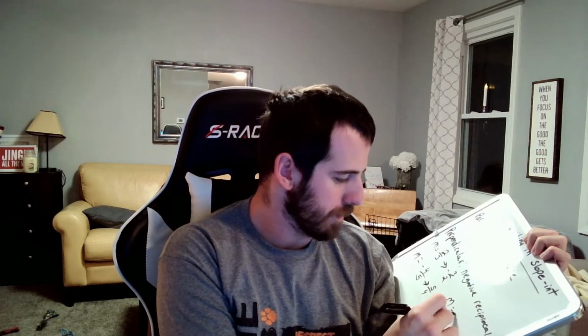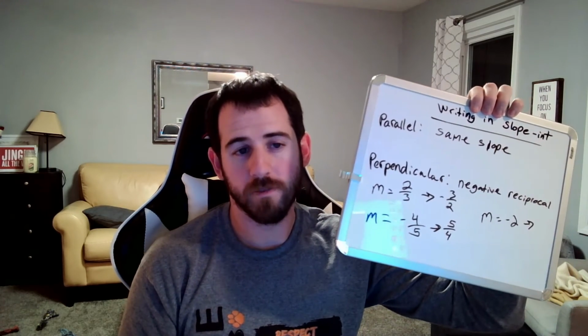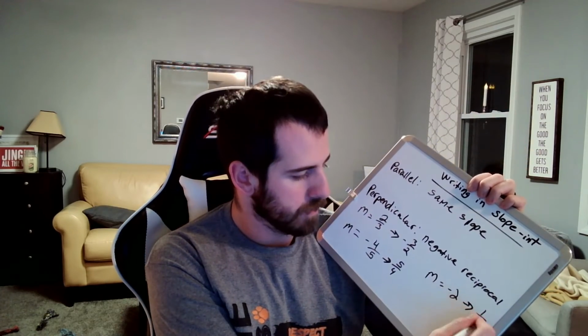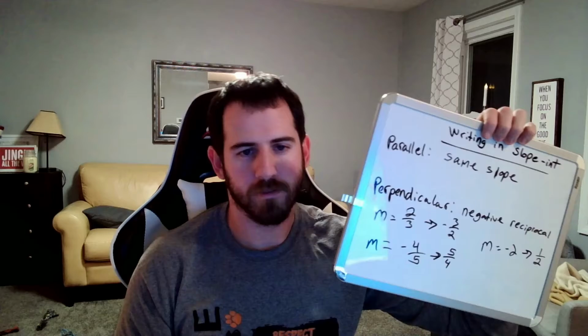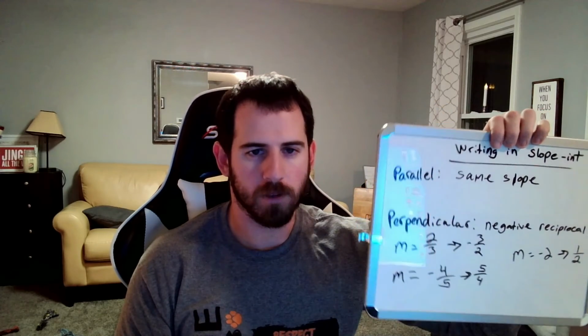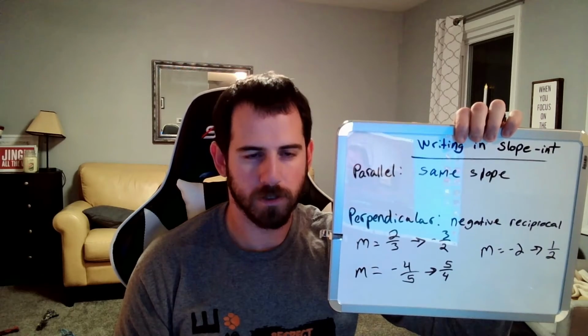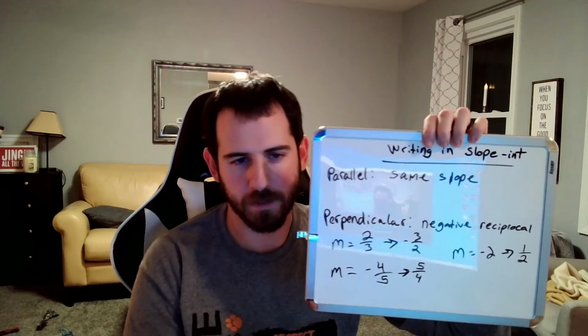M equals, let's say we have a -2. This one's a little bit more complicated. Okay, keep in mind, -2 is actually -2/1. So it turns into a positive 1/2. Okay, those are perpendicular slopes. Okay, negative reciprocals. We're gonna do another example with that type of concept, and then we'll be done.